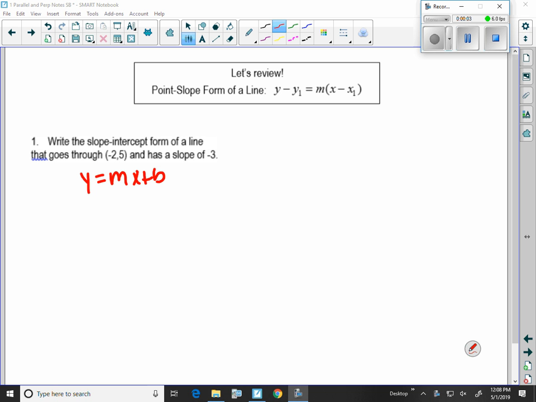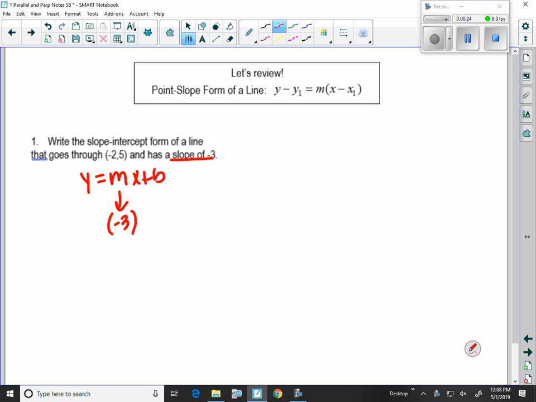And we need the y-intercept. Do we have any of those in number 1? Yes. What do we have? The slope, which gets plugged in for what letter? M. Okay, so for M, we're going to plug in -3 because we already have that slope right up here, slope of -3. Do we have the y-intercept?